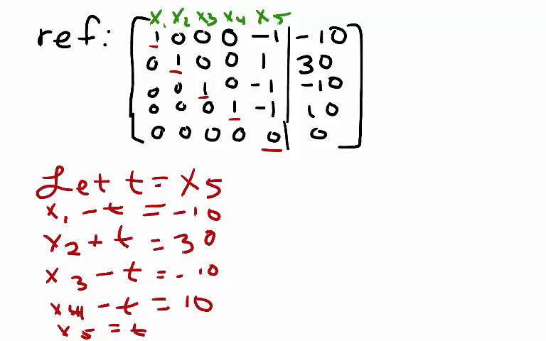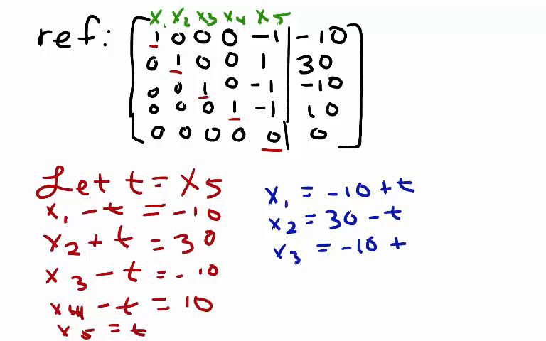Rewriting these equations, we have x1 equals -10 plus t, x2 equals 30 minus t, x3 equals -10 plus t, x4 equals 10 plus t, x5 equals t, where t is a real number.